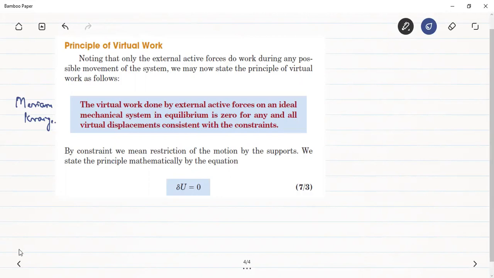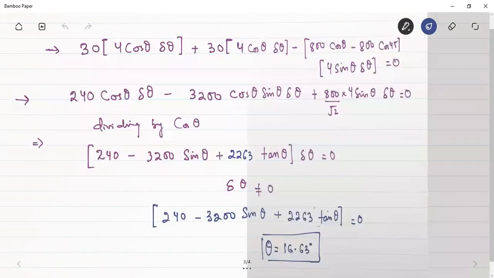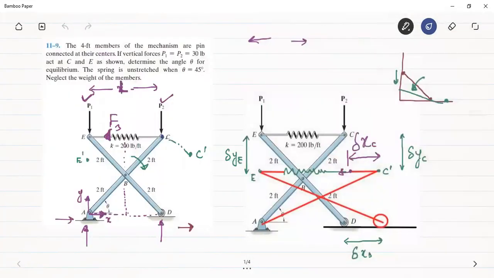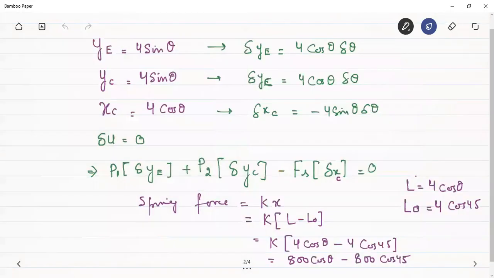ठीक है, यहाँ पे previous example में काफी forces थे, but external active forces कौन से थे? The external active forces are those which are responsible for the virtual work. So P1 was an external active force, P2 was an external active force, and the spring force was an external active force. Okay, these reactions were also forces, they were also external forces, but they were not active forces because they don't contribute to the virtual work. So this statement is clear to us.